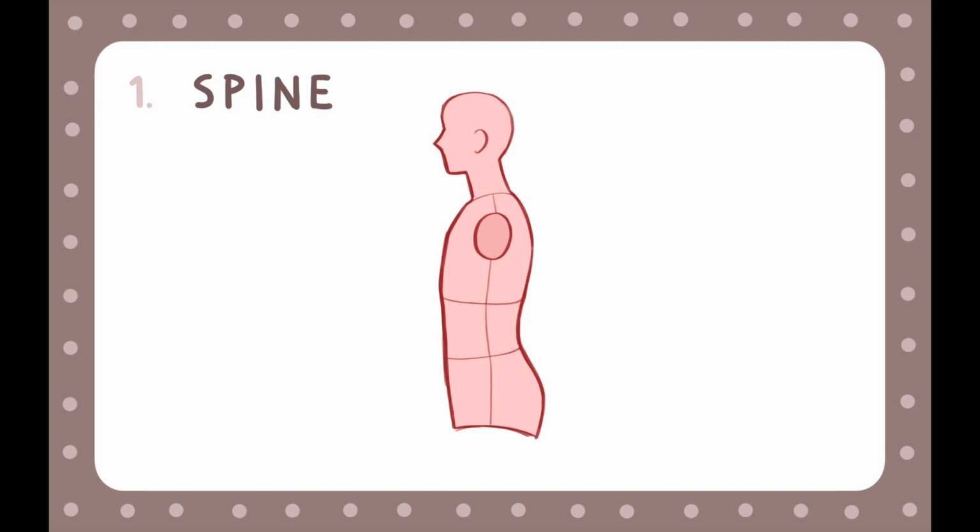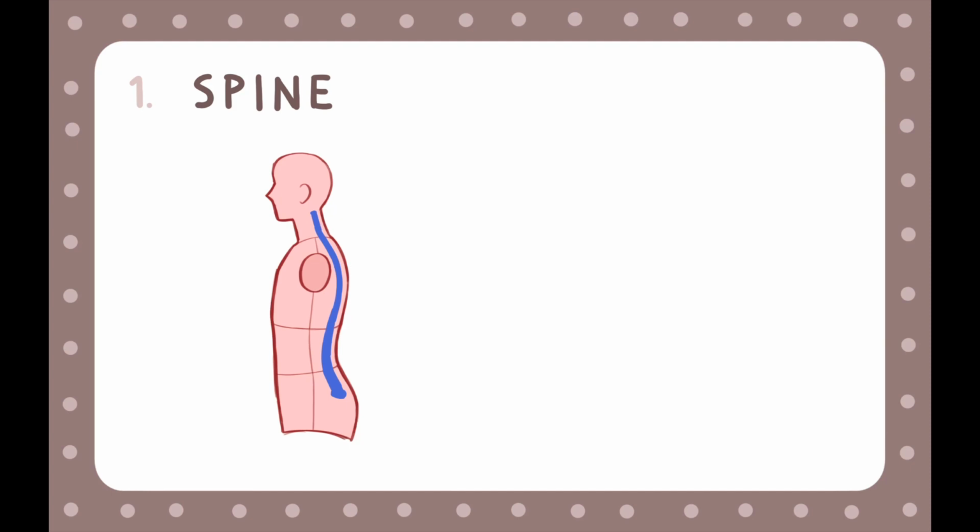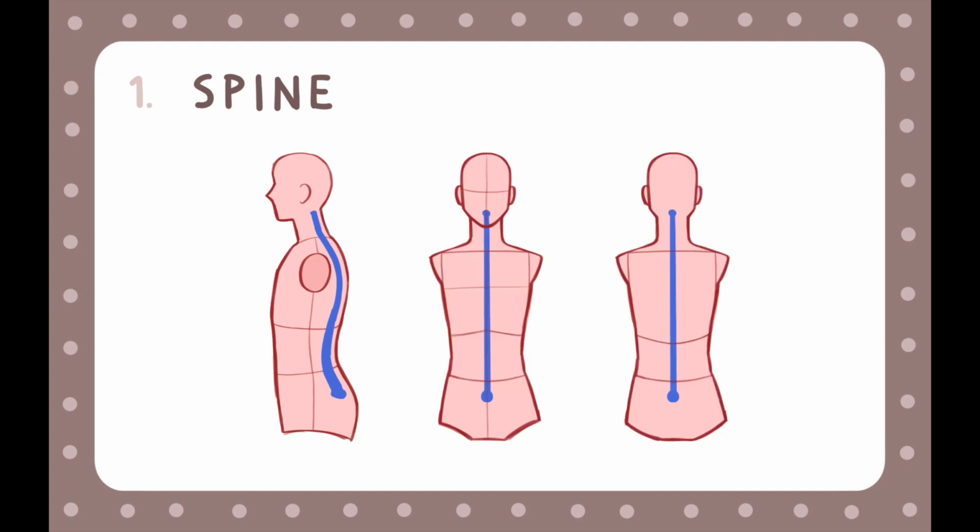Number 1, the spine. The first thing to know before attempting any pose with an upright upper body is that the spine is not perfectly straight. Beginning at the base of the skull behind the ears and ending at the back of the pelvis, the spine follows an outward curve along the rib cage, then flows back inward towards the stomach, and then finally curves back out to meet the pelvic bone. This curve is most noticeable when viewed from the side, but as you turn towards the front or the back, the spine will always seem more linear.